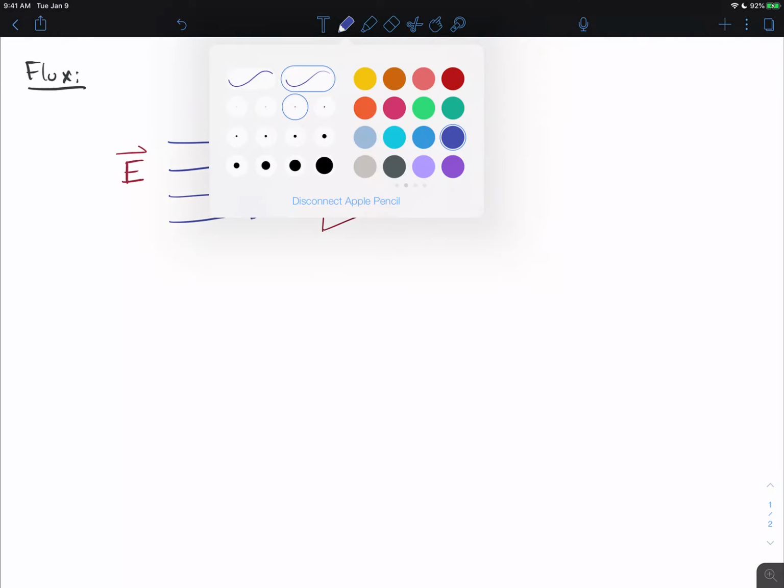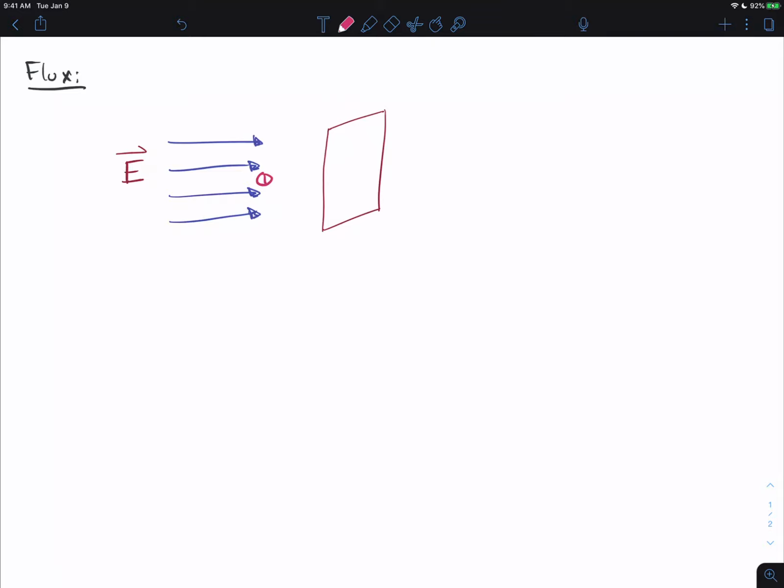So in the beginning, what we did is we would place a charge in here. Maybe this will be my positive charge, and then this field would act on this charge, right? So it would interact with it to create some force. What we want to do now is just consider the field itself, and have some sort of measure for how much field is passing through a certain area.